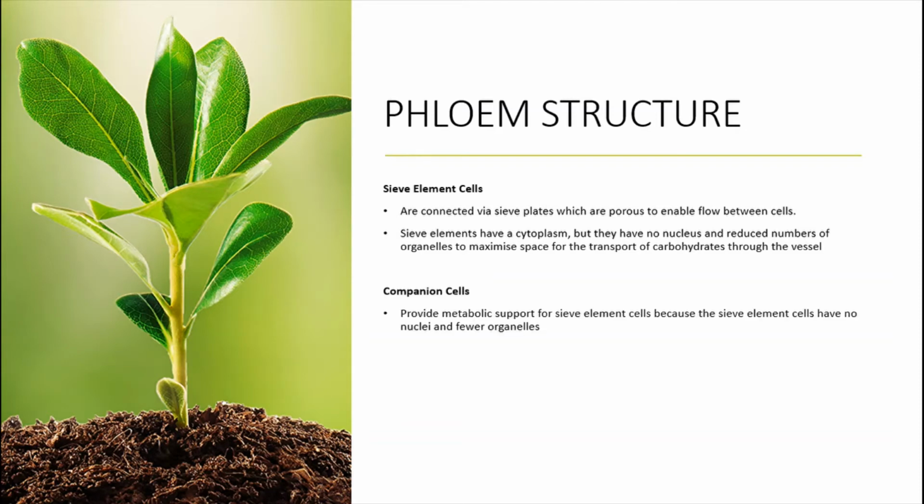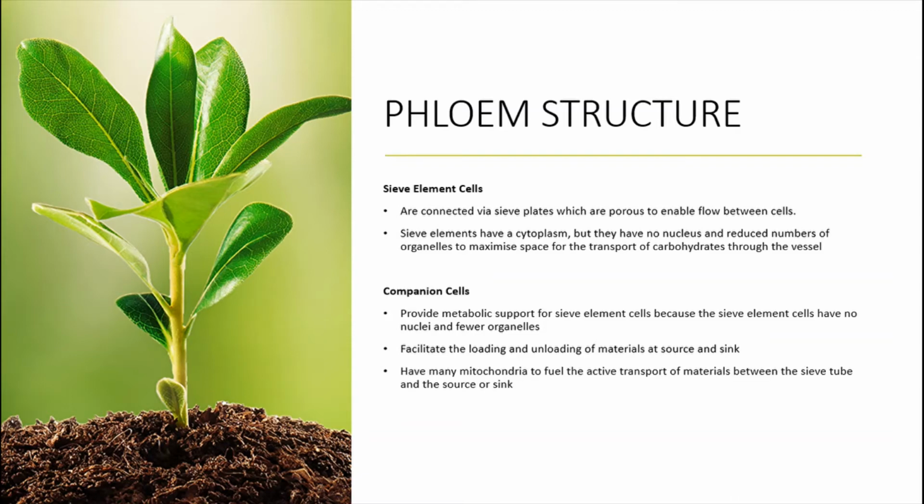Let's look at our companion cells. We know that they provide metabolic support for our sieve element cells, and this is because the sieve element cells have no nucleus and a reduced number of organelles, and therefore they need metabolic support. So that's what our companion cells provide. Companion cells also facilitate the loading and unloading of materials at the source and at the sink, and we'll have a look at this in a bit more detail. We also know that companion cells have many mitochondria because they need to fuel the active transport of loading and unloading, which once again we will look at in the coming slides.